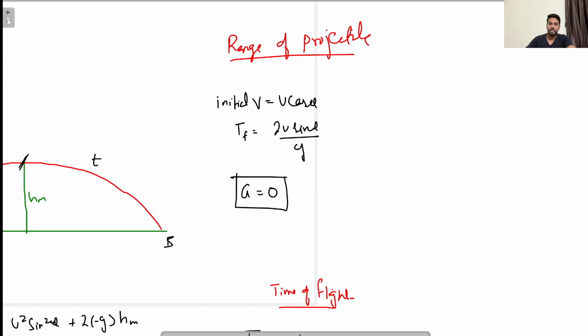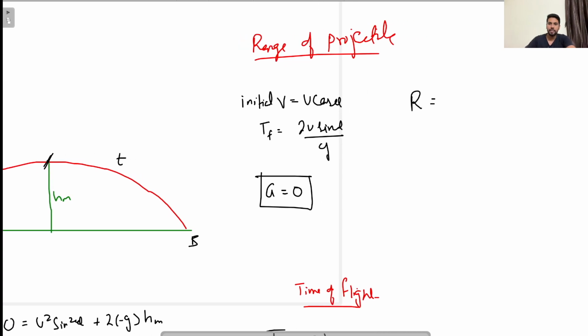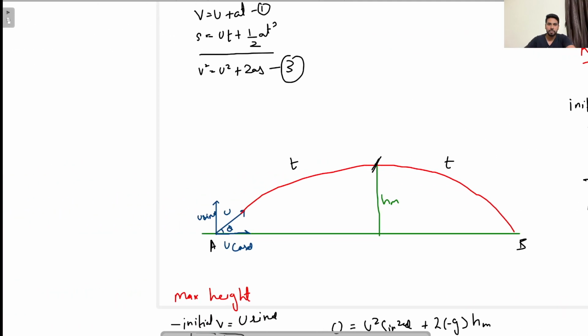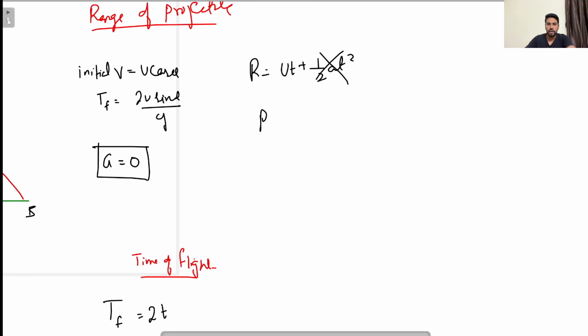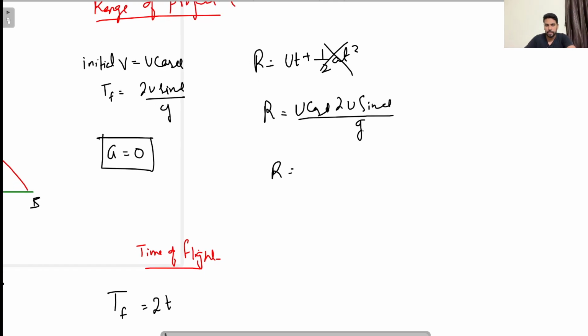So my distance is the range which I am trying to find, which is r. So obviously my r is going to be equal to, so a becomes 0, so this part disappears. Let me show you, I am using this formula, r is equal to ut plus half at square. So a is 0, so this whole thing goes to 0. So r is equal to u cos theta into time of flight, which is 2u sin theta divided by g. Now a little bit of mathematics comes into play. Listen here, u into u becomes u square, so I can write u square into 2 sin theta into cos theta divided by g.